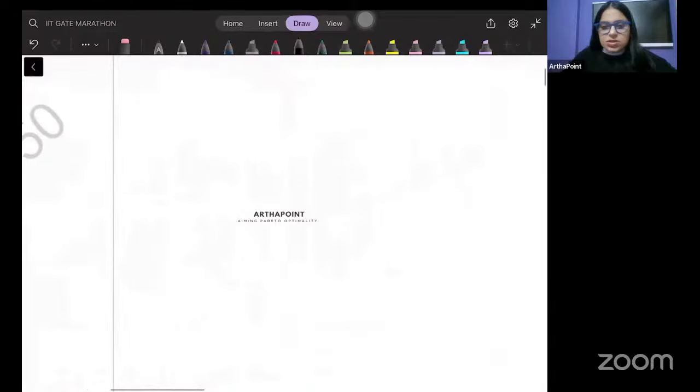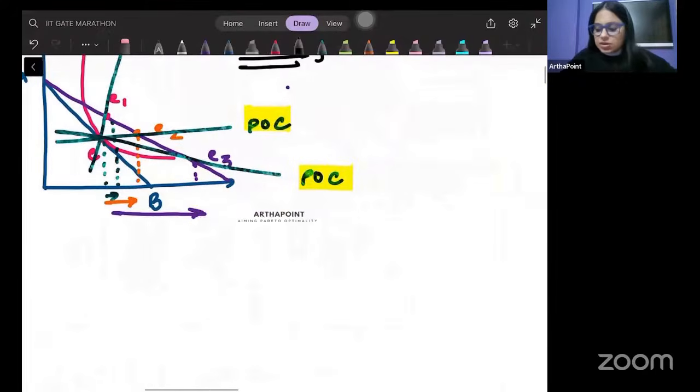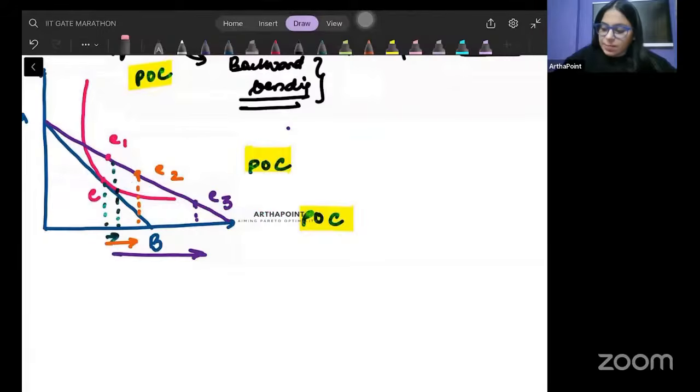Equilibrium will occur where the slope of the IC is equal to the slope of the budget line. That's correct, beta. But where the new indifference curve will be, that can differ, right? So my new indifference curve can pass through E1. My new indifference curve can pass through E2. My new indifference curve can pass through E3.